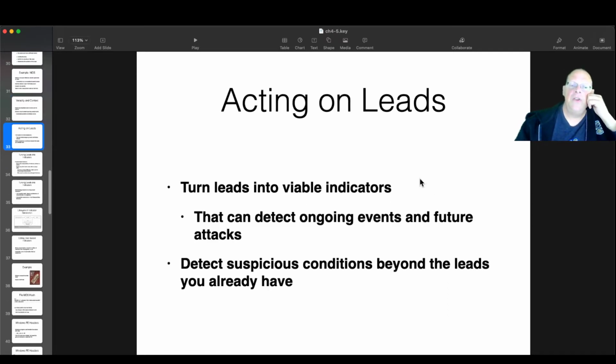So you act on your leads and you're trying to turn them into viable indicators so you can detect events that might be connected to this.